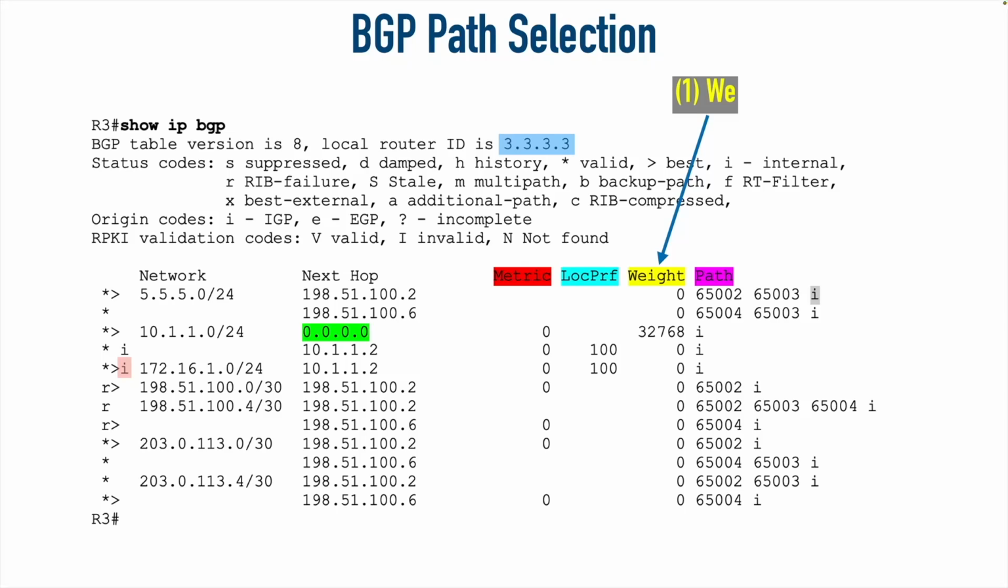If that's a tie, then remember we love, the L in love reminds us of the L in local preference. There's a column for that. And much like weight, if we've got 2 ways of getting to a destination network, we're going to prefer the path that has the highest local preference.